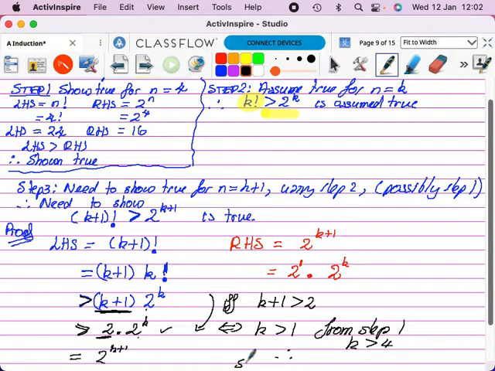Therefore, step 4, proof follows by induction. Write that statement in. Proof follows by induction, and you'll get your full marks. But for God's sake, remember to write in proof follows by induction.